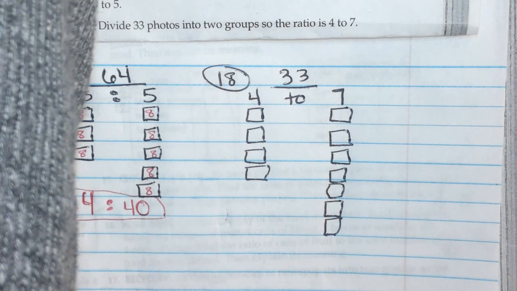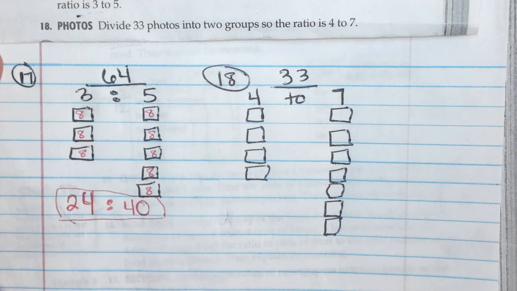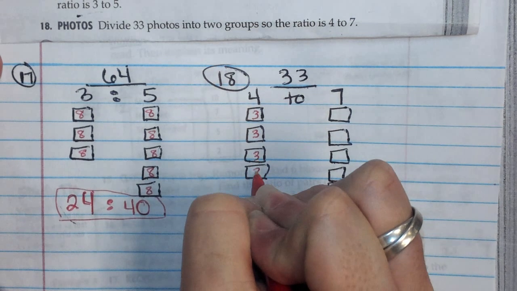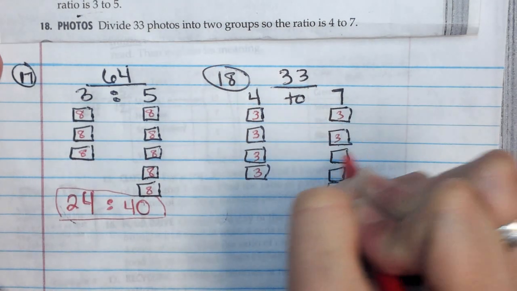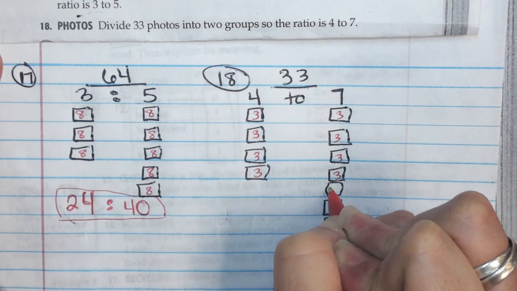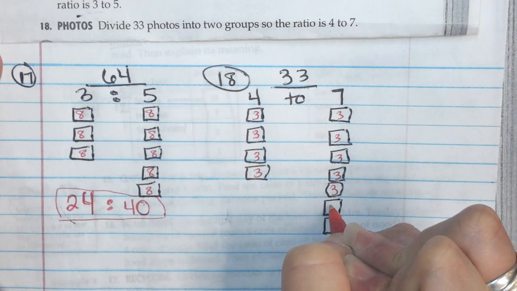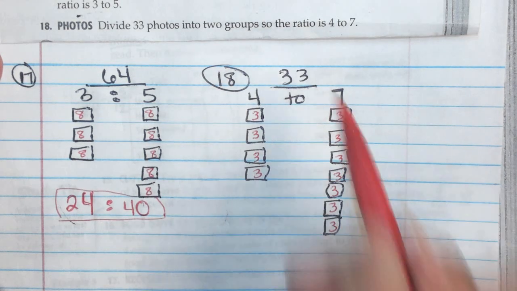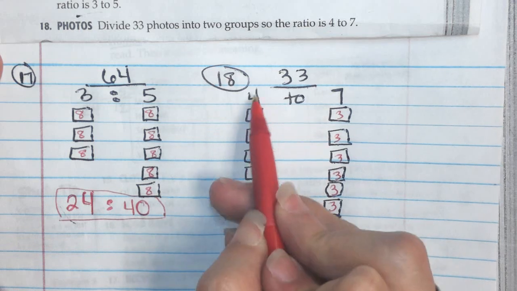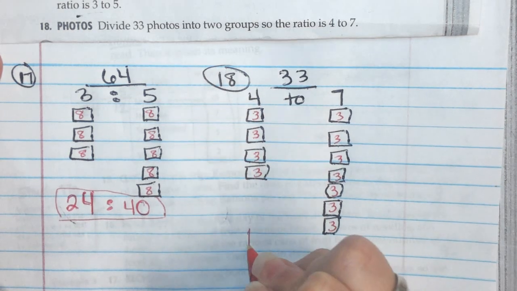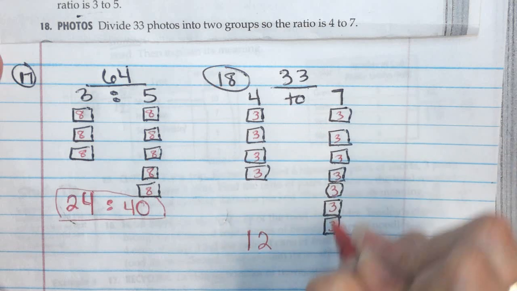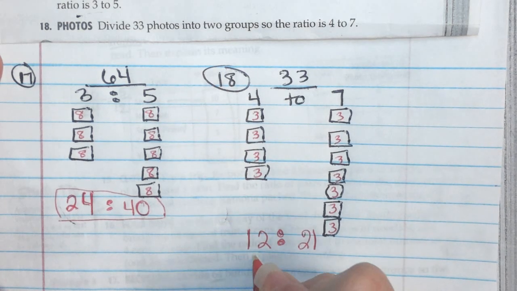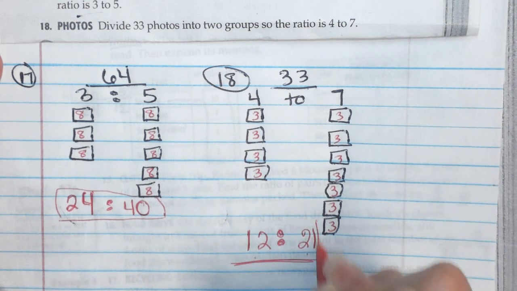How many 11s are in 33? 3. So if I put a 3 in each box, 3, 6, 9, 12, 15, 18, 21, 24, 27, 33. You want to make sure all of them total up to that number. Okay? So 3 times 4 is 12, and 7 times 3 is 21. They want you to put 12 over here and 21 over there.